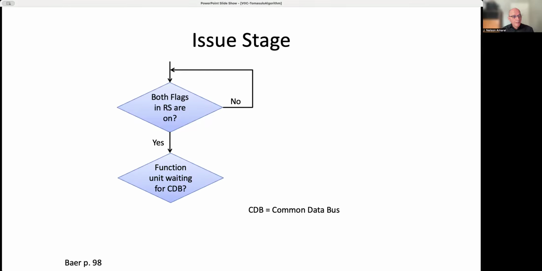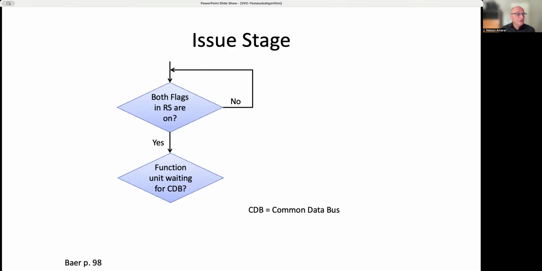In this case, I will check to see if the function unit is waiting for the common data bus, because in this design I have 2 units. In more modern machines, I have many units that are trying to broadcast their result. So there is a hardware arbitration of the common data bus. When multiple units request the common data bus in the same cycle, this hardware will arbitrate, and one of them is going to get the common data bus, the others are going to have to wait.